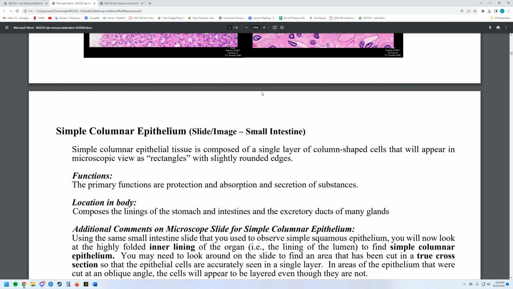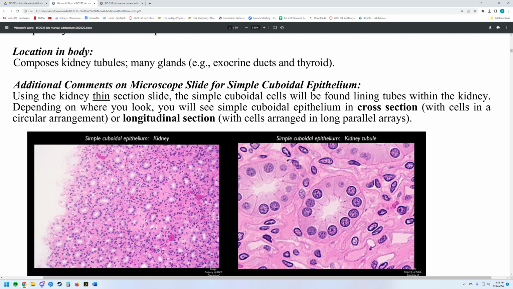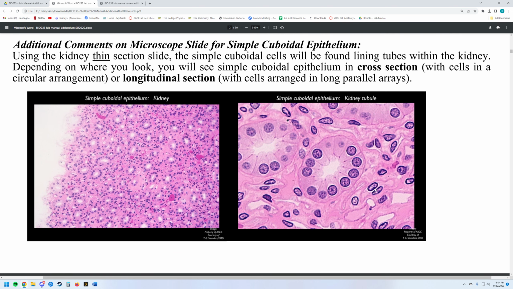So those are columnar. So where is the simple cuboidal epithelium here? I mean, it's kind of cone shaped more than cubed, right? Lining tubes within the kidney. So these look like tubes, I guess. And they sure line it. And this is a bigger view. I really wish they put like times 100, this like times 1,000.